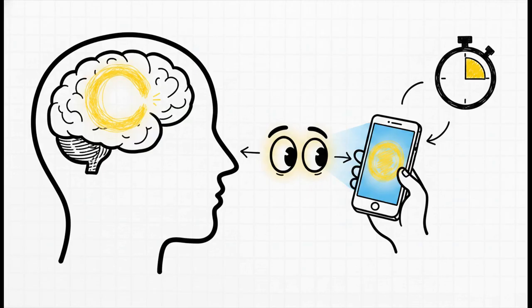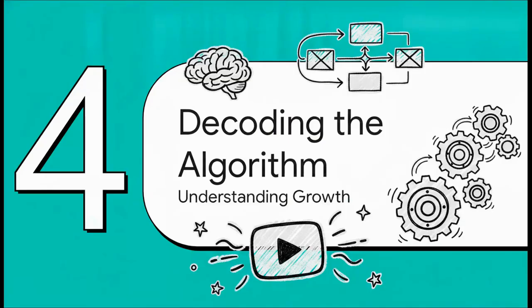The story creates an open loop in the viewer's brain, and they just have to see it closed. That's the real reason why short forms succeed. Which perfectly tees up part 4, decoding the YouTube algorithm.